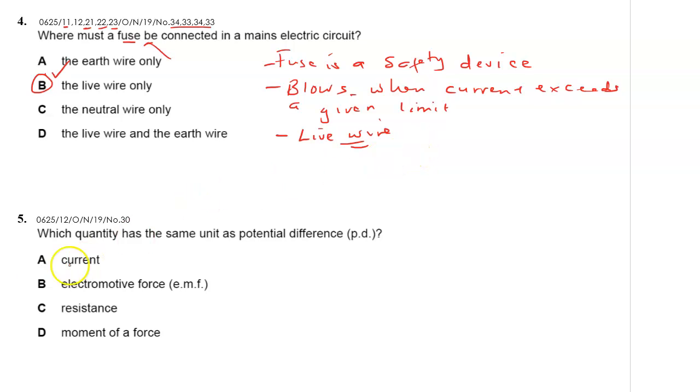Number 5, this of course is from 1-2, and it was question number 30. Which quantity has the same units as the potential difference, PD? Of course, this goes without saying, electromotive force. Current is in amperes. The unit for EMF is volts. The unit for resistance is ohms. And the unit for moment of force is newton meter. So electromotive force is the answer.